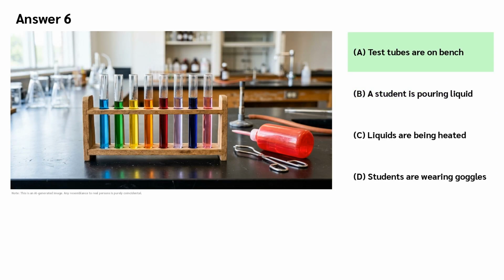Answer number 6. Answer A. Because a row of test tubes with colored liquids stands in a wooden rack on the lab bench. B. Is wrong because no student appears in the photo. C. Is wrong because no burner or flame heats the liquids. D. Is wrong because no students are visible wearing goggles.